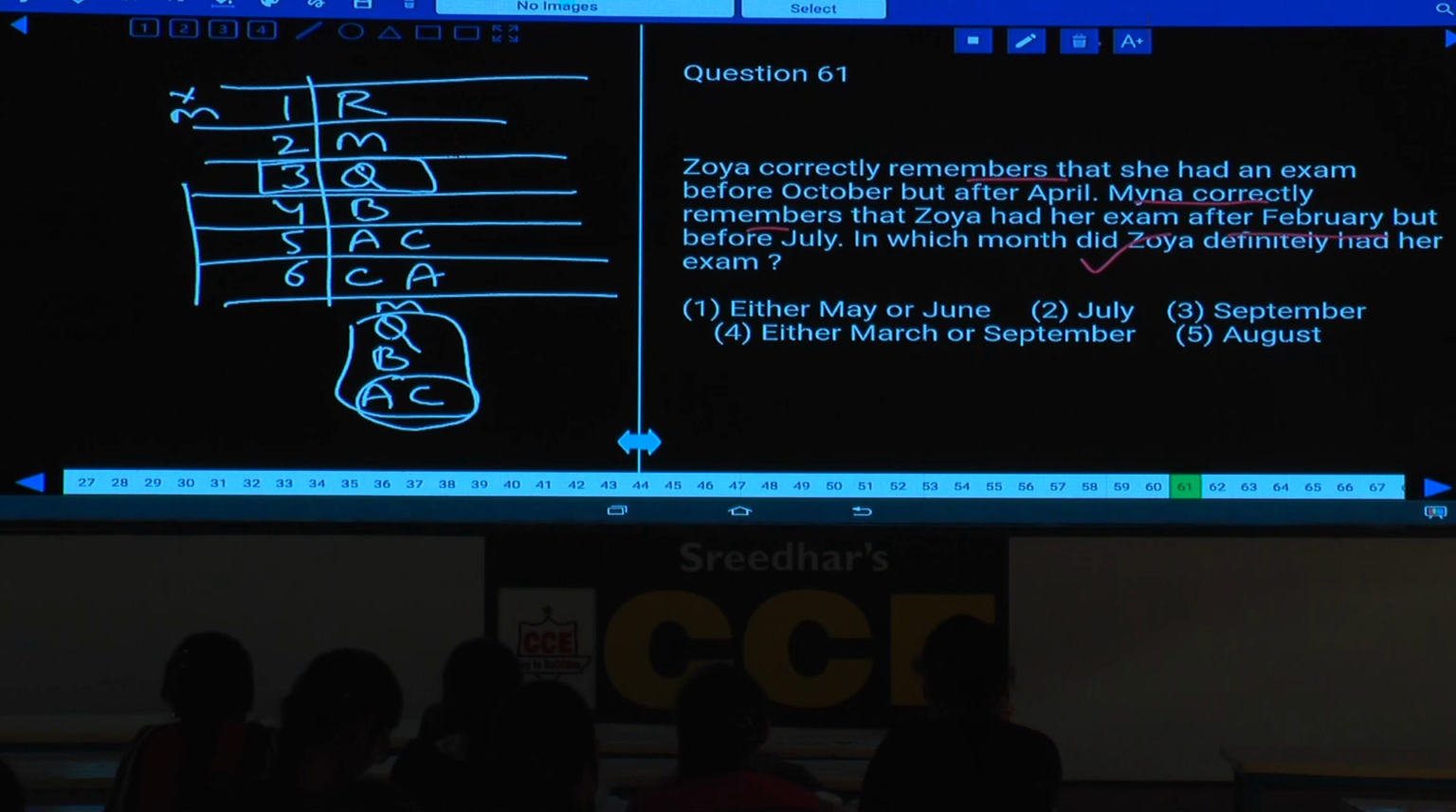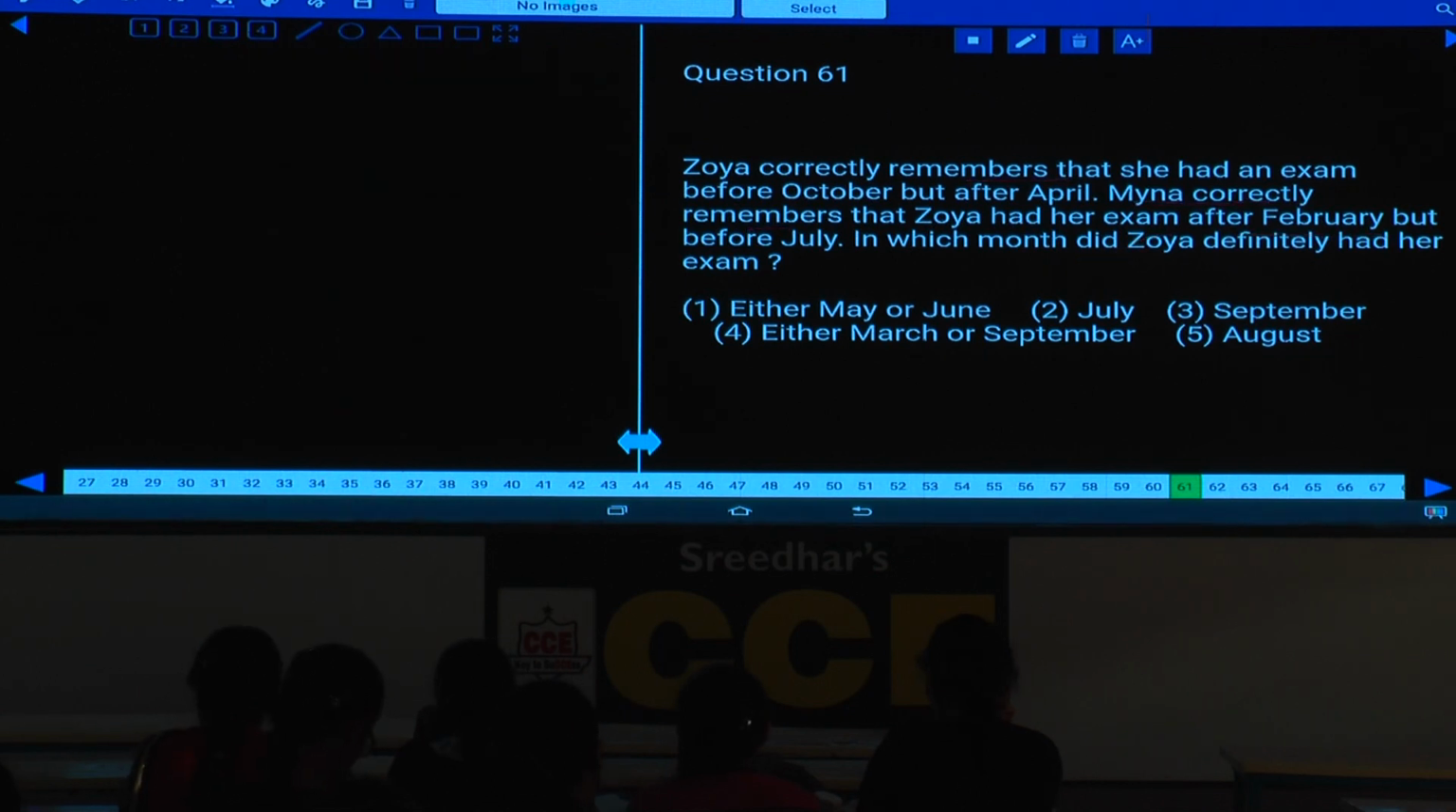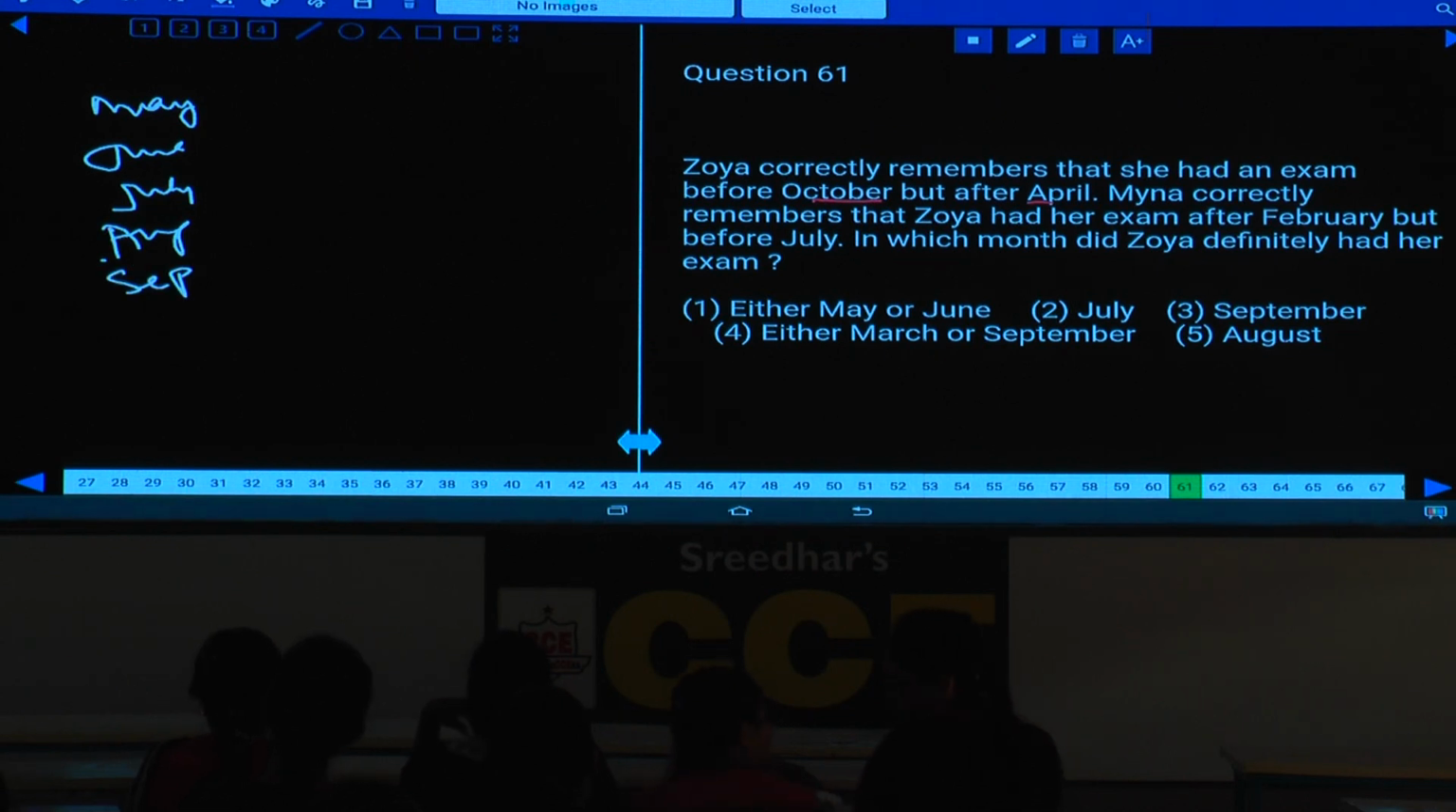Then question number 61. In this question, Joya correctly remembered that she had an exam before October but after April. After April, before October, tell me what are the different months. May, June, July, August, September, isn't it? There are 5 months. And Mina correctly remembers that Joya had her exam after Feb but before July.